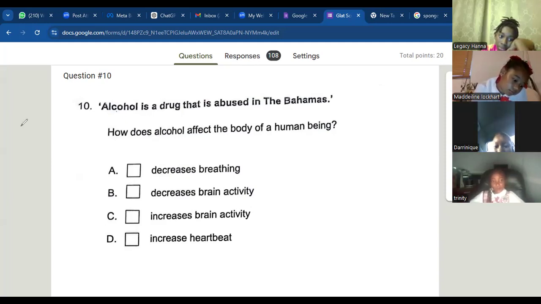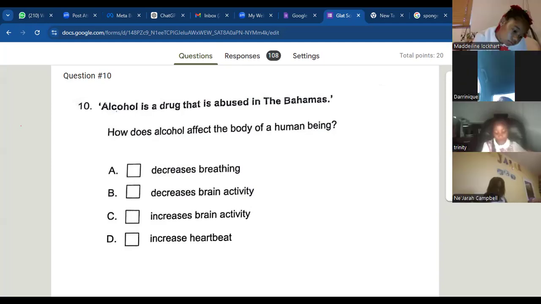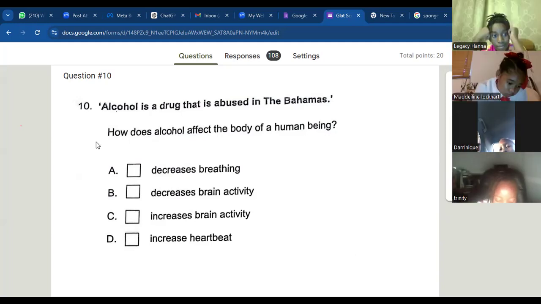All right, because smoking, the more you smoke, the more your breathing will decrease, and to me, it feels like you will go crazy, to be honest. But it's not talking about smoking. It's alcohol though.